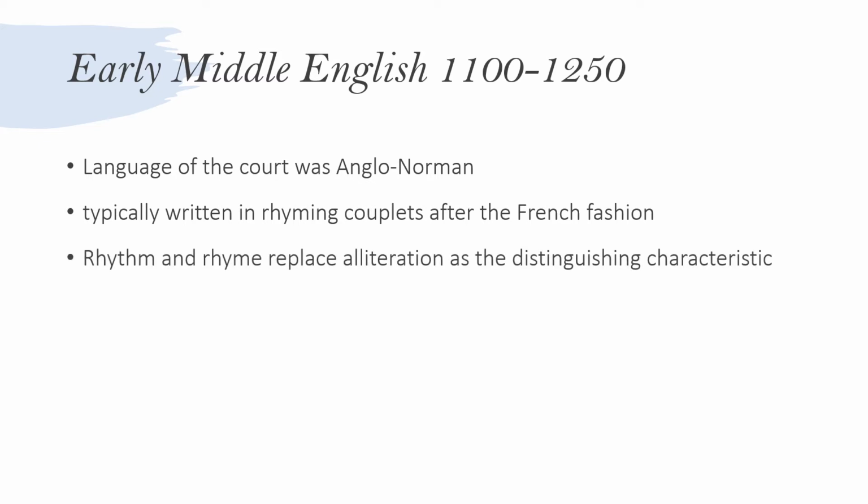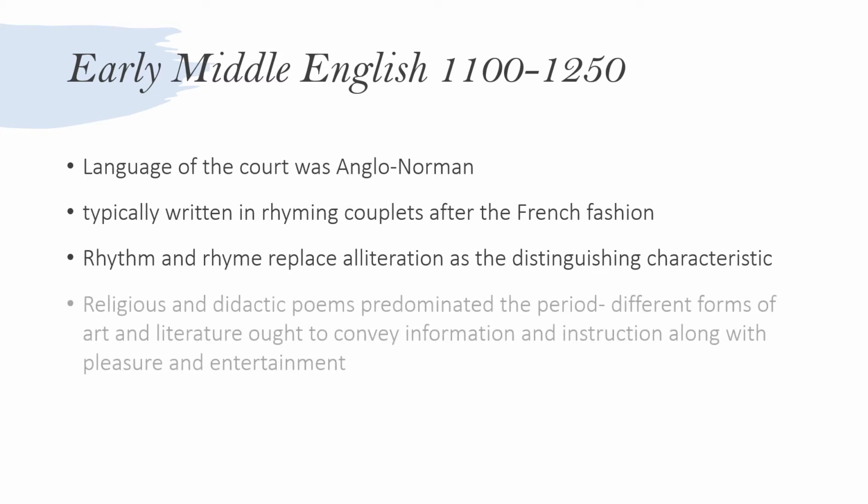Rhythm and rhyme replace alliteration as the distinguishing characteristic. In the Old English period, alliteration was the main characteristic of poetry, but in the early Middle English period, rhythm and rhyme replaced alliteration. And religious and didactic poems predominated the period. So religious poems dealing with religion, and didactic poems.